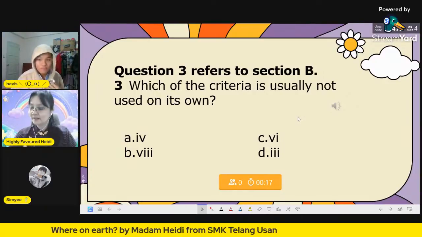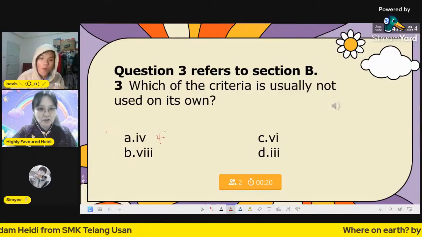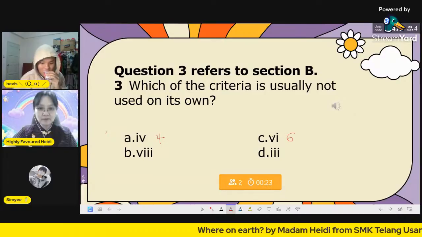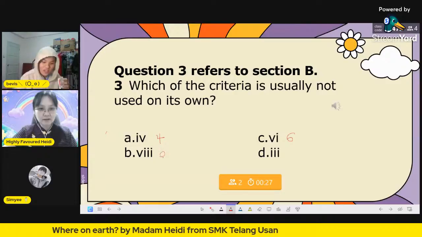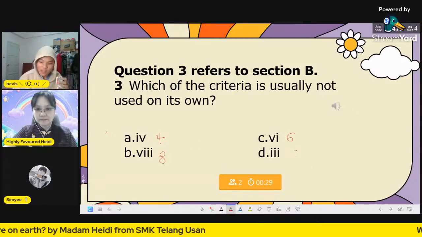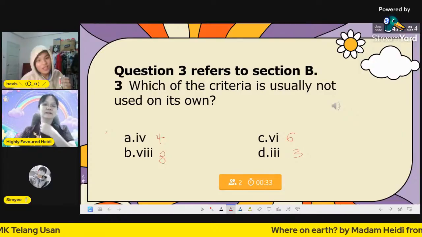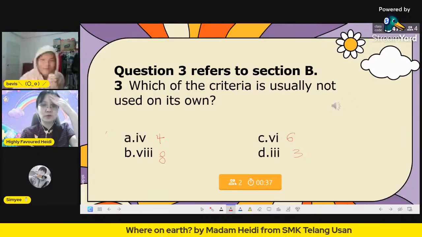Okay, all right. Maybe you all do not know the Roman numerals. This one is 4. This one is 5, 6. Okay, this is 5, then plus 1 is 6. Then 5, 6, 7, 8. Then this is 3. Okay. All right. Which one is usually not used on its own?